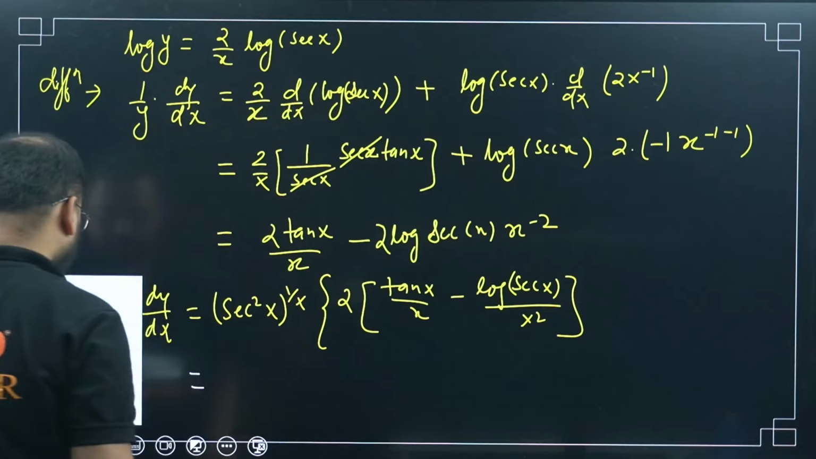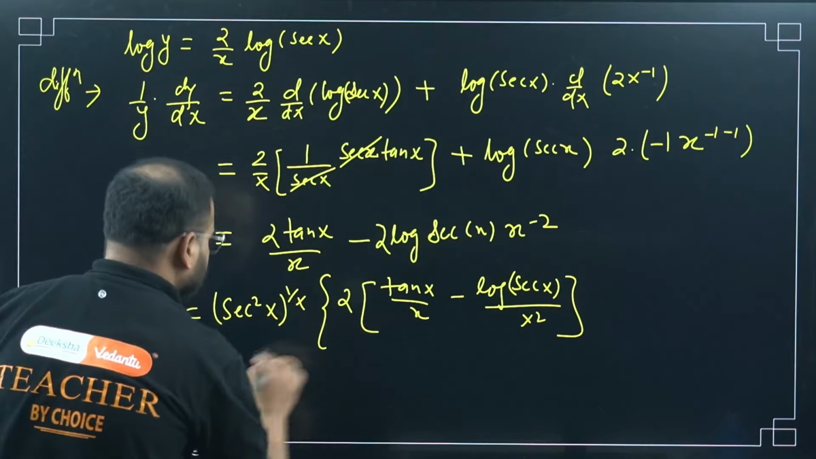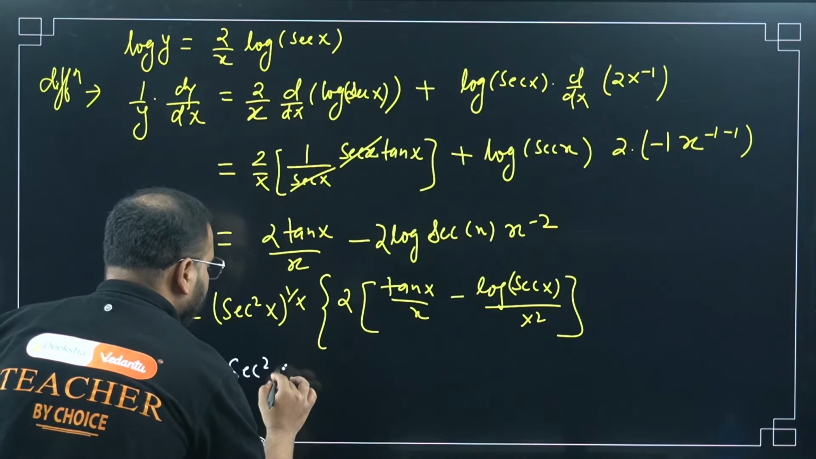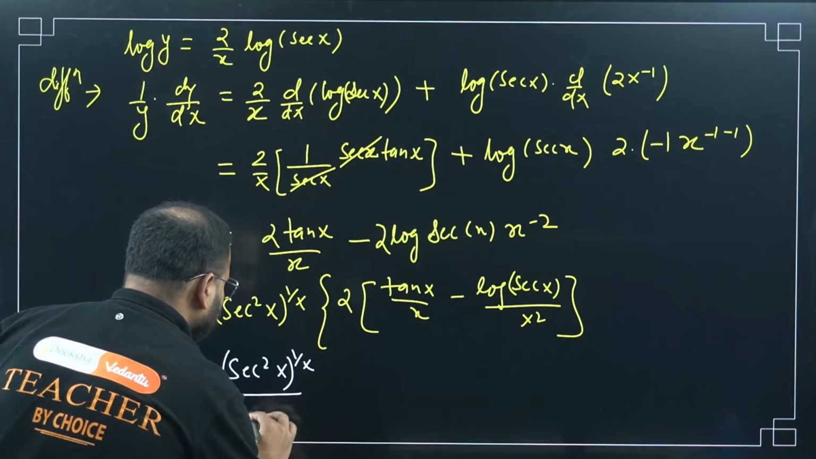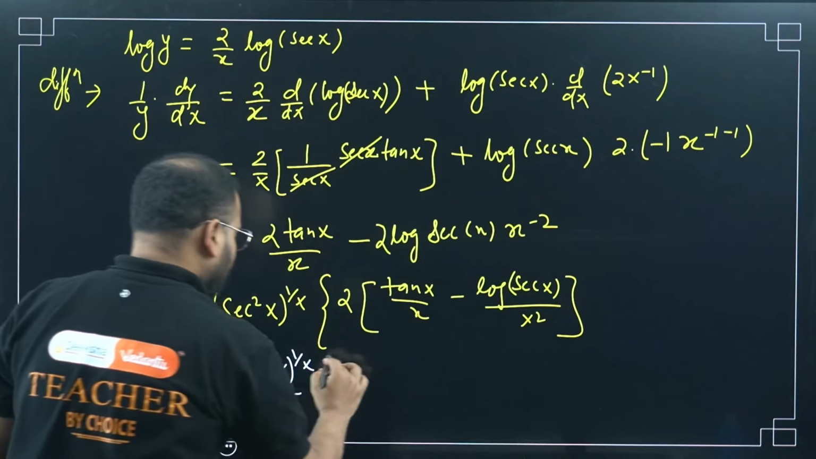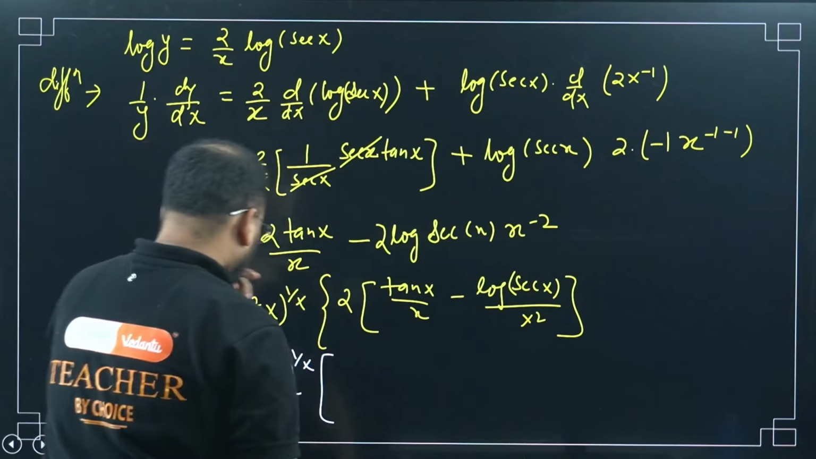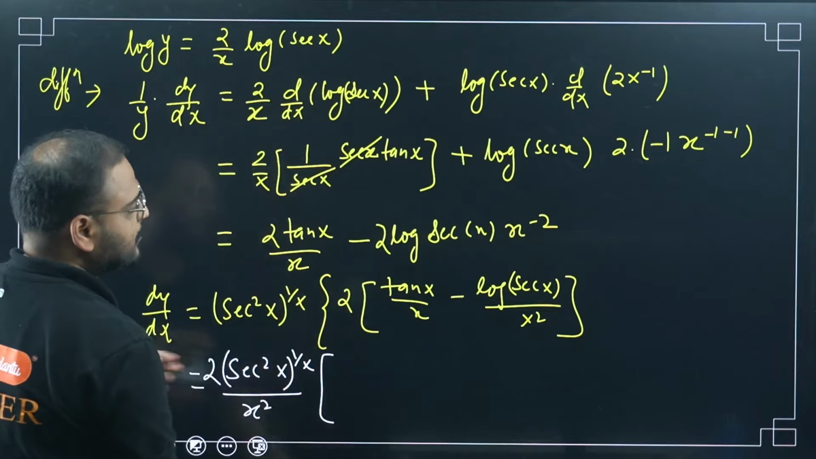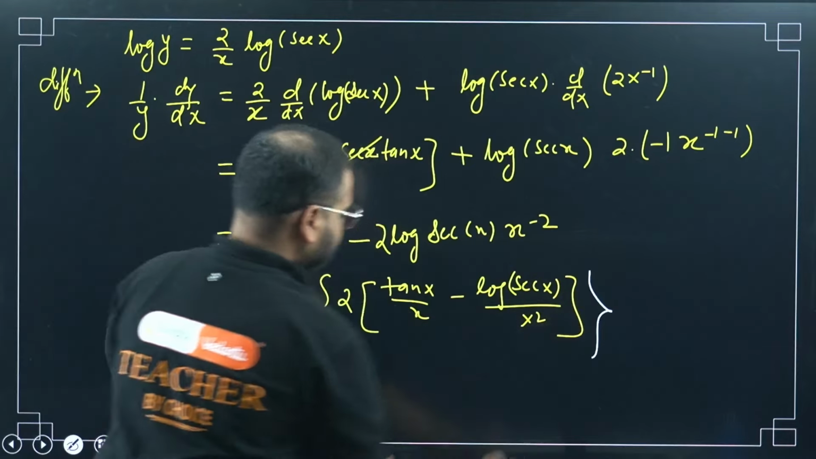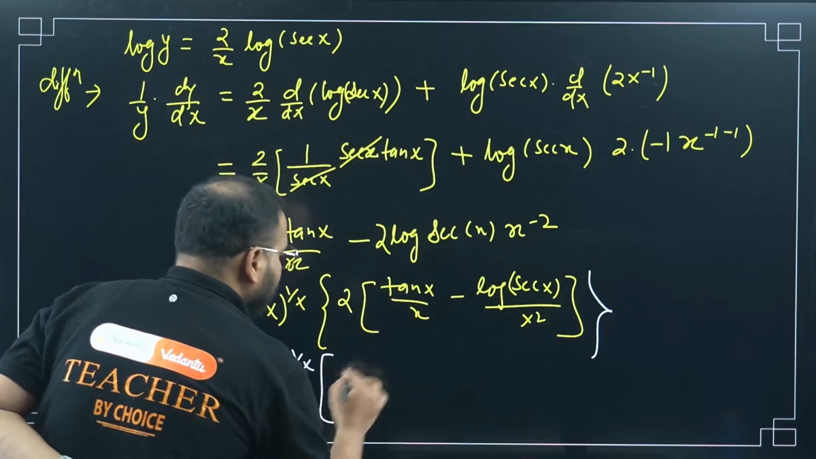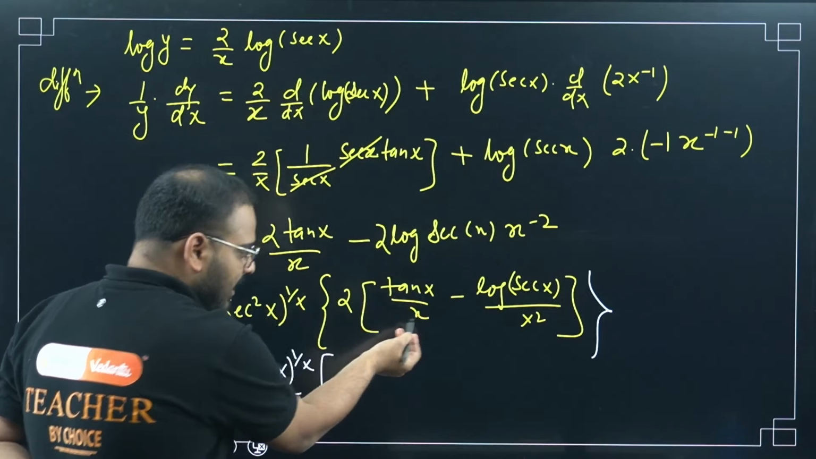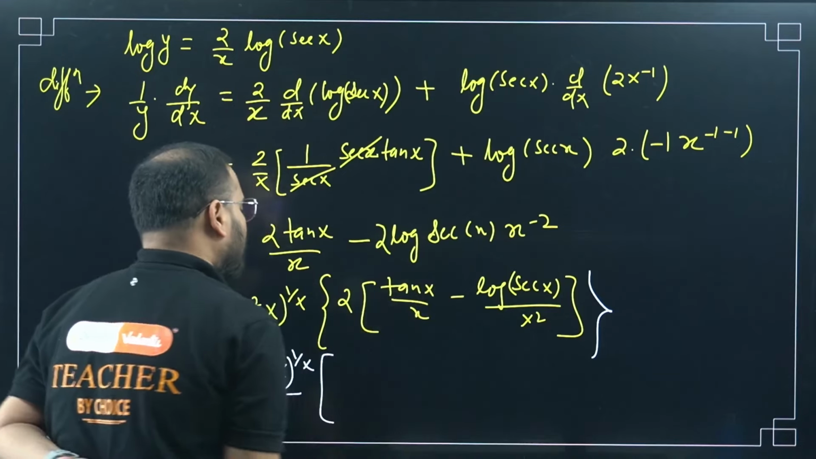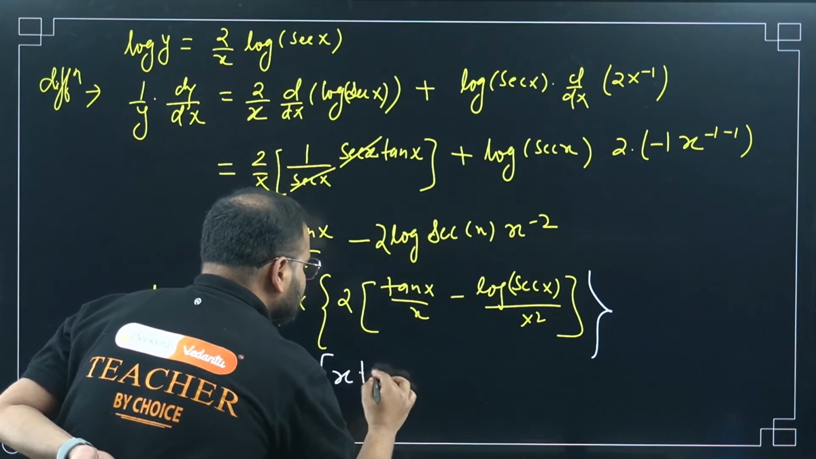Let me write it as sec square x to the power 1 by x, divided by the whole thing as x square. This bracket will come here. Now 2 I can write here only. 2 will come out because it's the product, right? Now what is this? Simply I took x square common. So I have to multiply x here because there is only one x. I am taking another x from the denominator, so I have to multiply another x in the numerator. It will become x tan x.